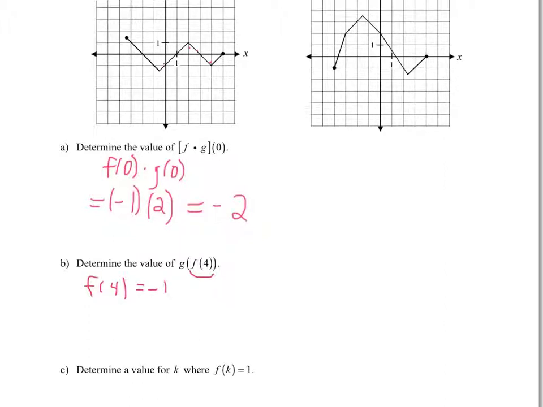So we're essentially finding g of -1, because that's taking the place of f of 4. So g of -1, when we go back 1 unit, it looks like we are up 3 units right here. So we want to clearly state that g of f of 4 equals our final answer here of 3.